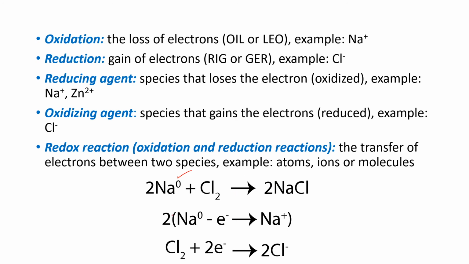Here you can see Na0, and on the top you can see 0. Zero means it is a neutral atom. When the electron is lost, it forms Na plus, and that is known as oxidation. Here chlorine is going to accept electrons, leading to the formation of Cl minus. This is nothing but reduction. So this sodium is known as oxidation.